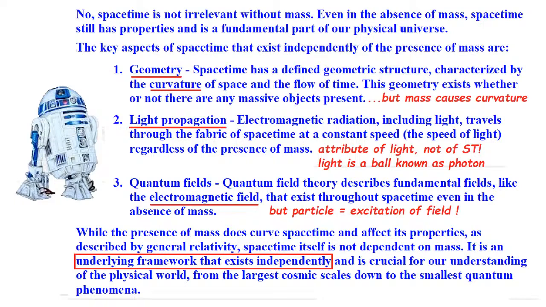No, space-time is not irrelevant without mass. Even in the absence of mass, space-time still has properties and is a fundamental part of our physical universe. The key aspects of space-time that exist independently of the presence of mass are, and he lists three at least. He says geometry, right? You remember gravity is the curvature of space-time. But there is no geometry to space-time unless there's mass there, because it's the mass that produces the curvature.